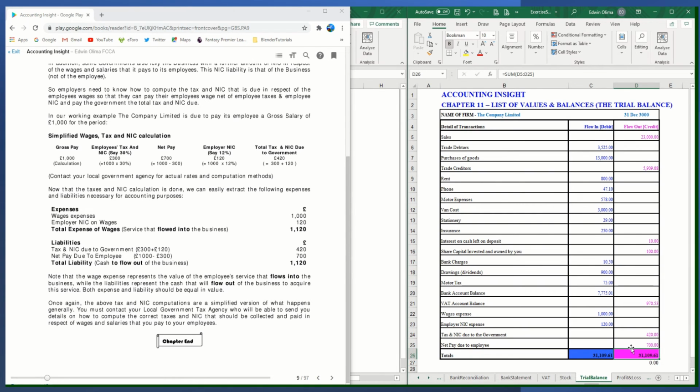This is the list of all the transactions we've been recording for this company. And as you can see here, the balance of debits is equal to the balance of credits. And that is your trial balance. So in summary, your records have faithfully entered each transaction correctly using the double entry system.